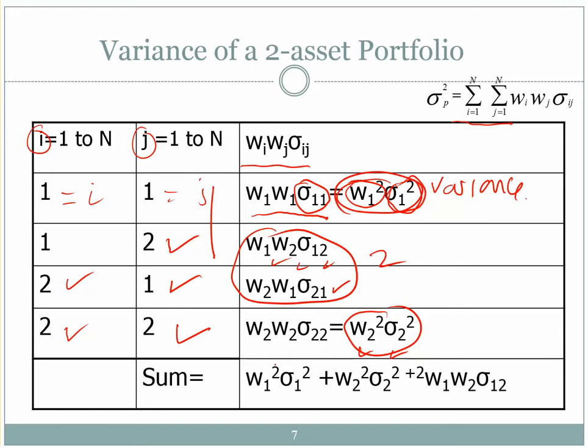So when we sum them up, you can see here's the W1 squared, sigma 1 squared. That's that term. Here's the W2 squared, sigma 2 squared. That's that term. So that accounts for the 2 variance terms. And then there's 2 of these covariance terms.